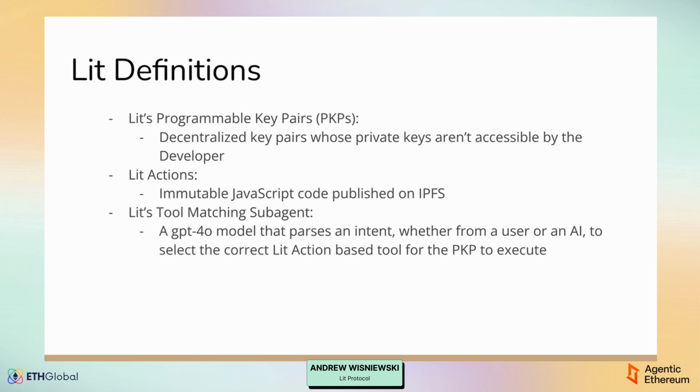So before we get any further into the explanation, let's quickly cover some terms from the Lit SDK. Lit has Programmable Key Pairs, or PKPs. Lit actions are immutable JavaScript code published to the IPFS, and we define a sub-agent as a GPT-4o model that parses an intent, whether from a user or AI, and from that intent correctly selects a Lit action based tool for the PKP to execute.